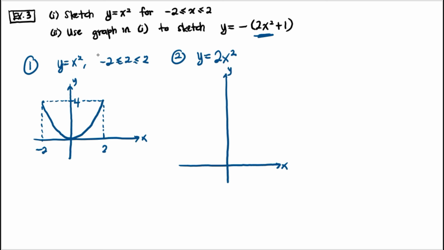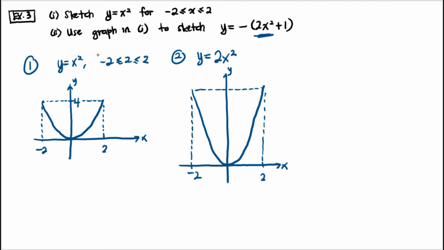So we have the same values for x, in this case -2 and 2. You better draw it this way, but the value here is now 8. So this is our y equal to 2x squared. This is a vertical stretch. Vertical stretch means that we stretch it this way, something like this.